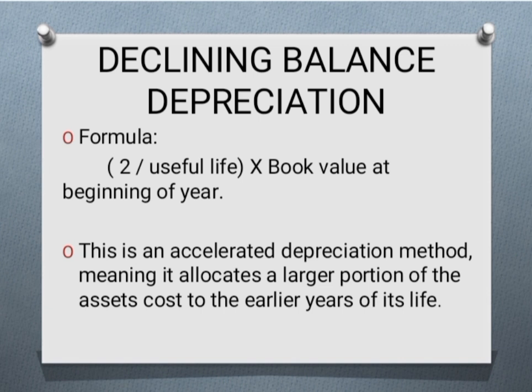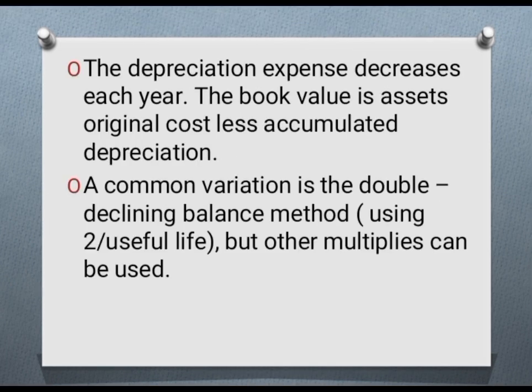I am going to discuss to you the declining balance depreciation. So, the formula in declining balance depreciation is 2 over useful life times book value at the beginning of the year. This is an accelerated depreciation method, meaning it allocates a larger portion of the asset cost to the earlier years of its life.